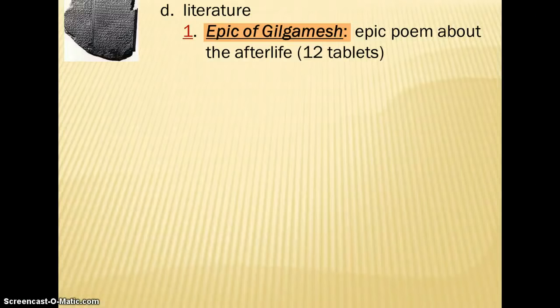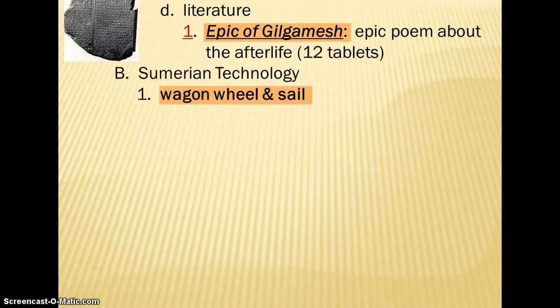All right, the most important piece of literature of Mesopotamia was the Epic of Gilgamesh. It was written on 12 clay tablets, and it's an epic poem about the life of Gilgamesh and the afterlife.